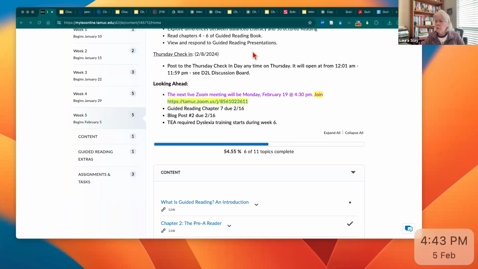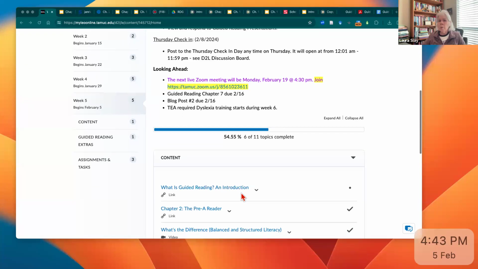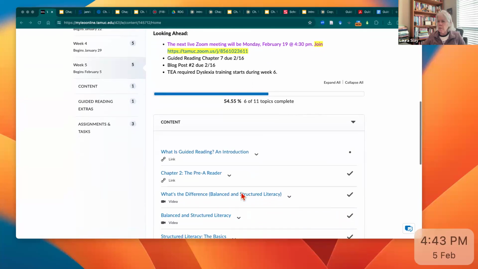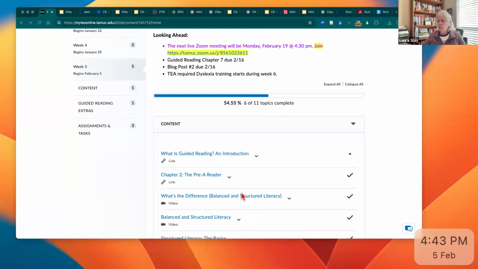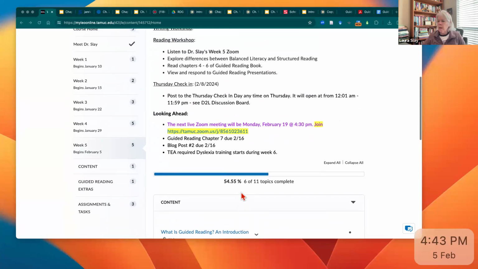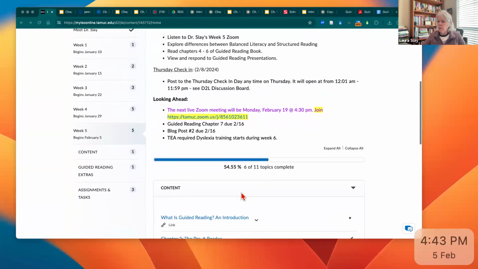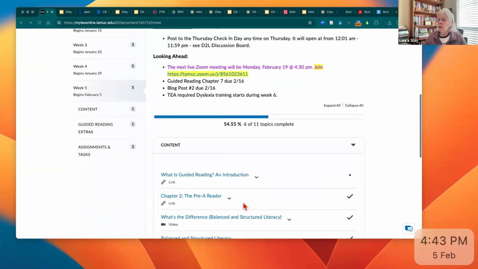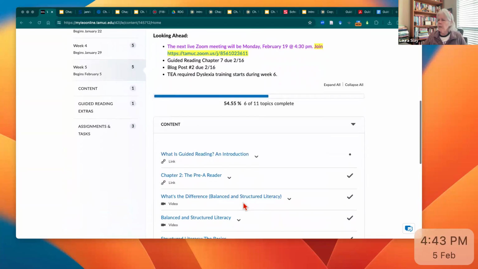View and respond to the guided reading presentations. The content for this week's module is all embedded. There are a couple of short articles from Reading Rockets that I think you'll like, and also a couple of videos that I think are going to do justice to the topic to give you some perspectives. As far as assignments are concerned, I will show you those at the bottom when we scroll down. And then the next Zoom class is 2 weeks from now.